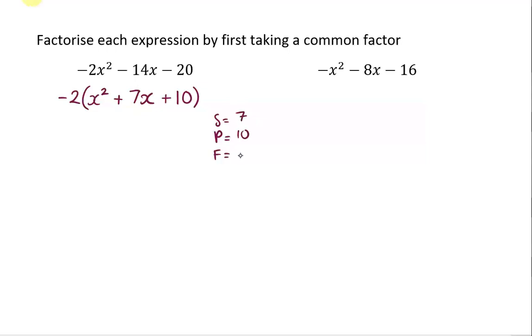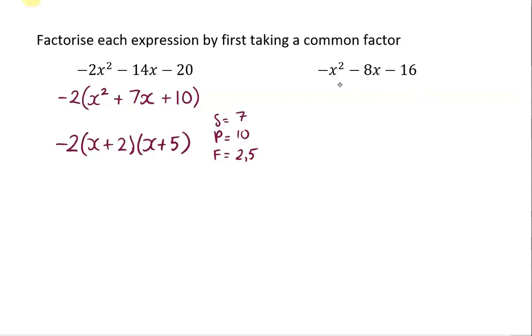Numbers that give us a product of 10, the first pair I can think of is 2 and 5. And if we add 2 and 5 together, we do get 7. So that tells me that 2 and 5 is my pair of factors. And so I can factorise this like I normally would as x plus 2, my first bracket, and then x plus 5 in my second bracket. But because we've got that common factor at the front, we need to still include that. So the only thing that changes here, taking that common factor first, is that we'll end up with a common factor at the end.